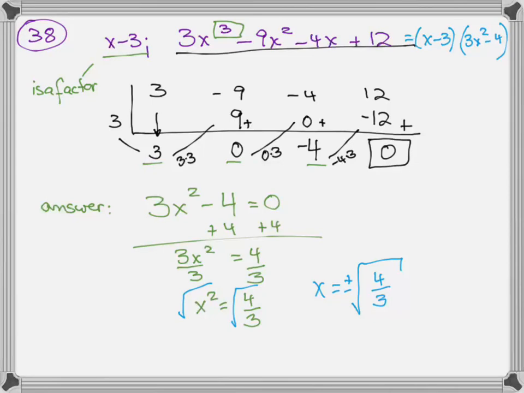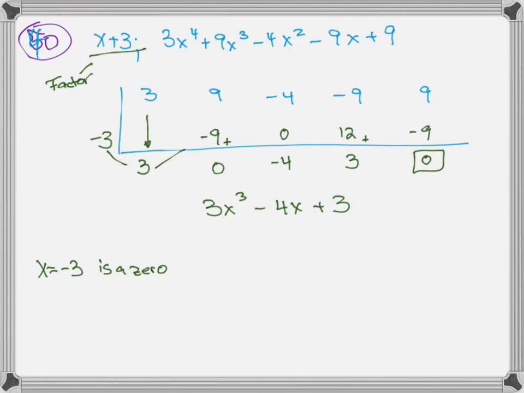What we had left in this problem was 3x squared minus 4 equals 0, and we solved this using the square root property. That was the last problem we did. No, here's another one. This one was to the 4th power. We stopped because we were out of time.